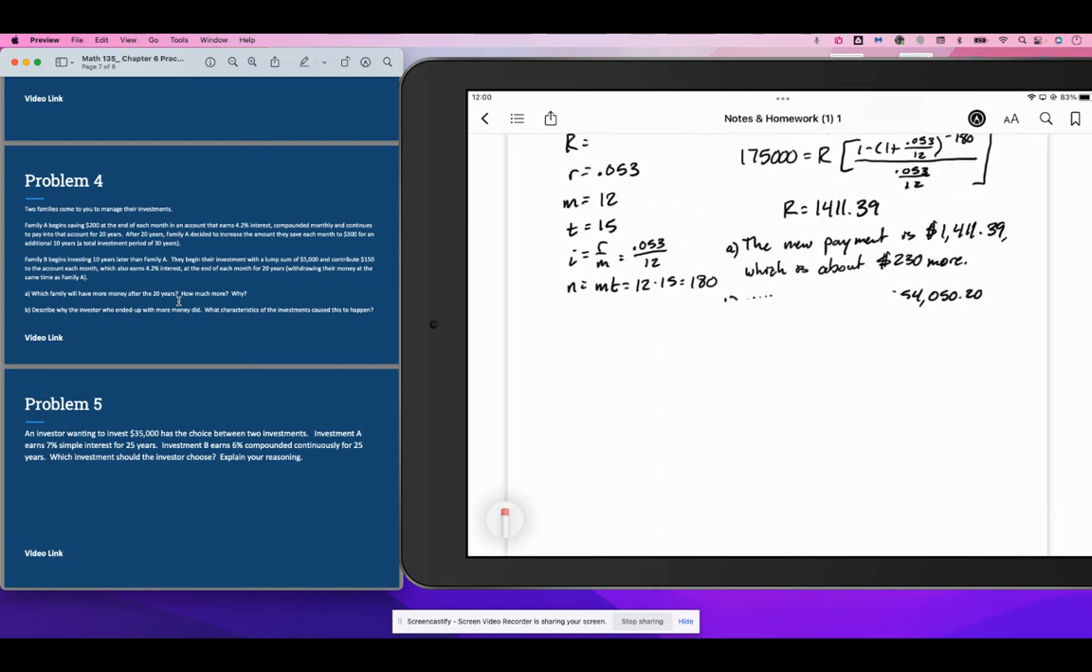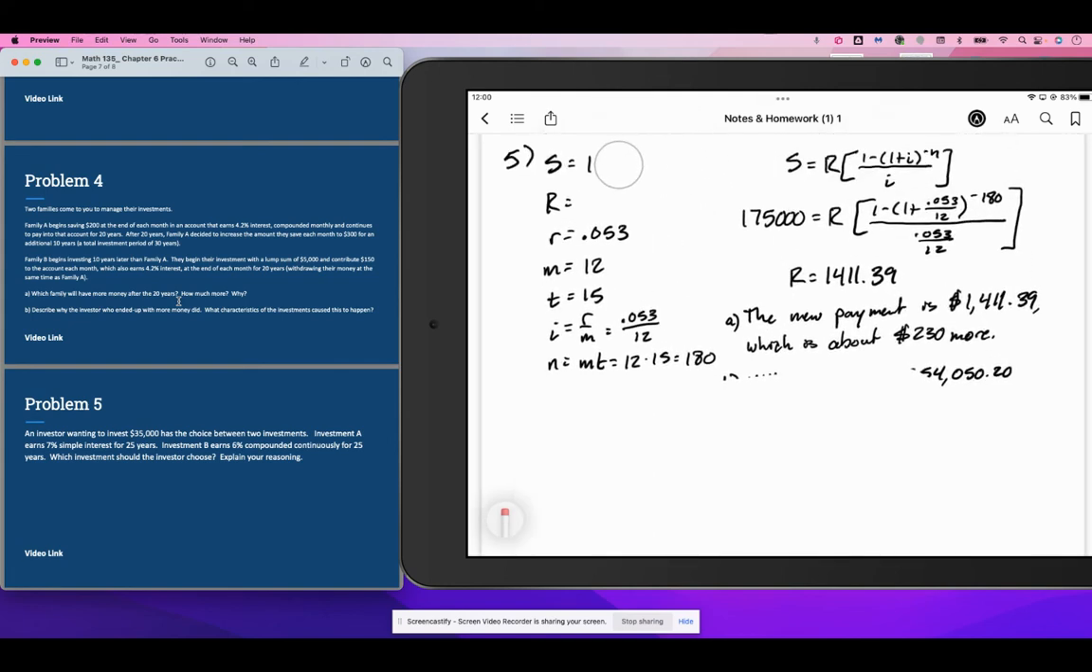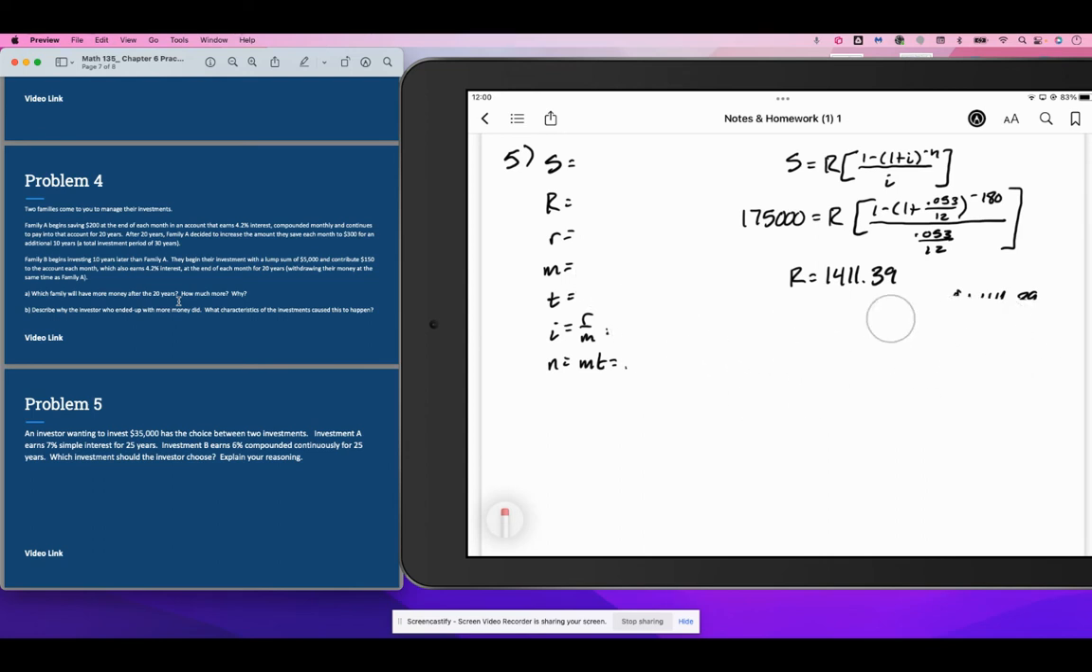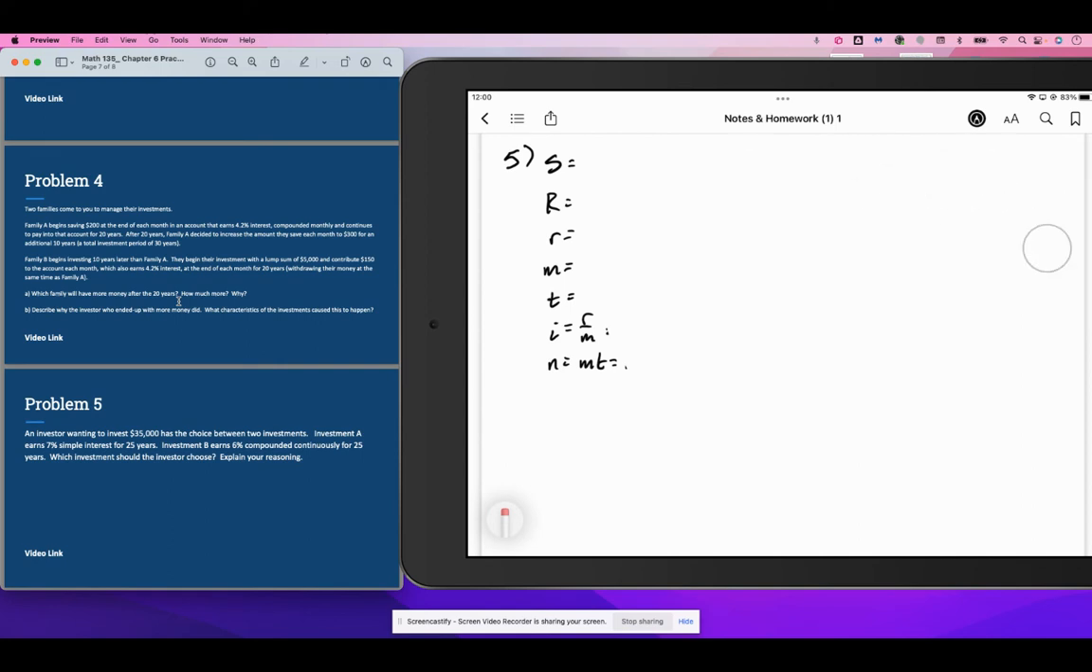This is a heck of a problem. So bear with me while I erase my old work here and bring in the new stuff. So, okie dokie. For Family B, we also have an annuity where they're going to be putting away $150 a month, 4.2% interest monthly for 20 years. And so 0.042 over 12 is 0.0035. And 12 times 20 is 240.